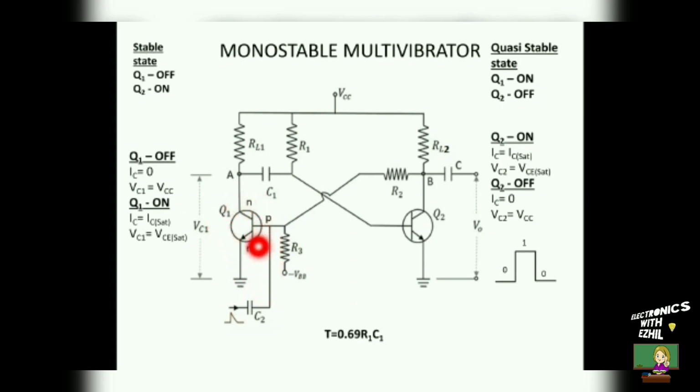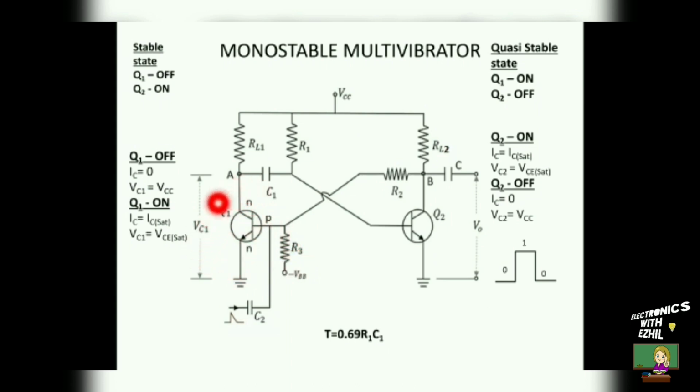is applied to the base of the transistor 1 whenever it is needed for monostable multivibrator to switch from stable state to quasi-stable state. When the power supply is switched on, transistor 1 will be at off state because minus VBB is given to the p-type base, so it gives the reverse bias to the transistor 1. So the transistor 1 will be going to off state.